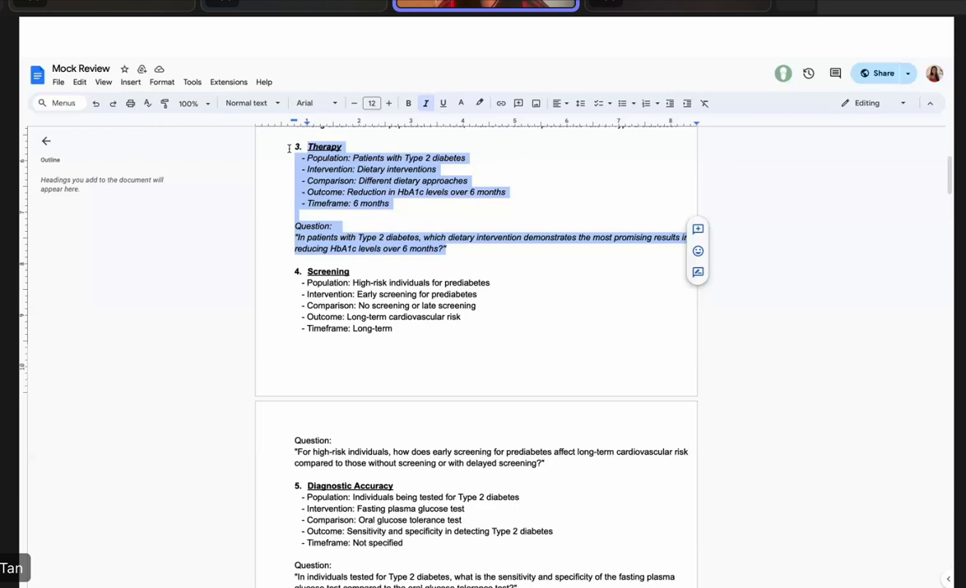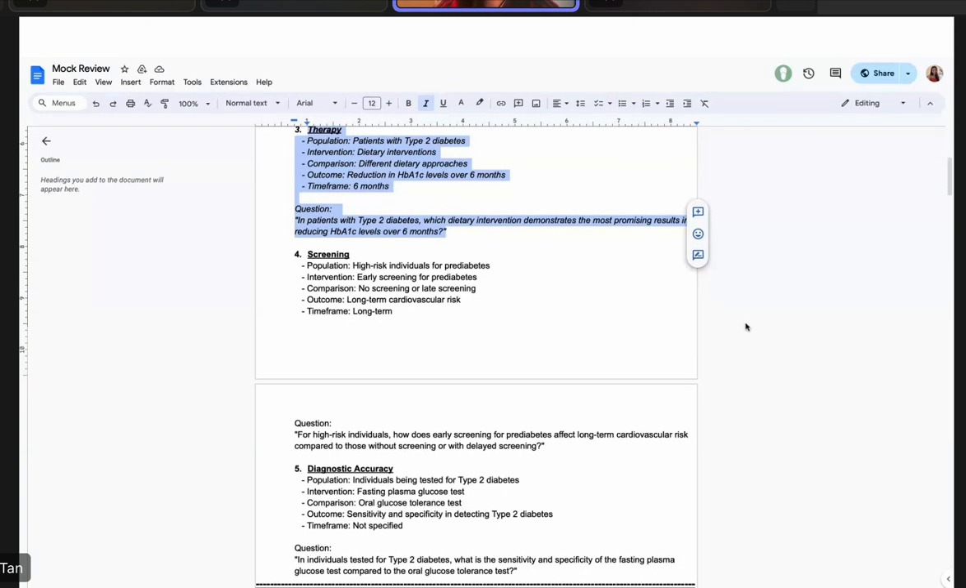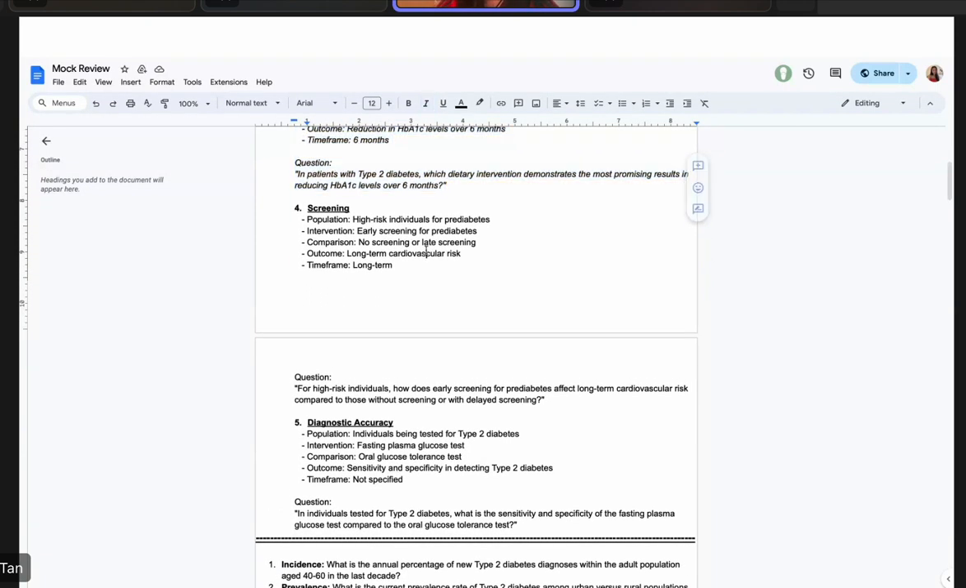So again, this is I would say the most relevant one. Most people do these kinds of systematic reviews. Okay, and then you have your screening. So population, high-risk individuals for pre-diabetes, for example, and then your intervention would be early screening for pre-diabetes, comparison with no screening or late screening, pretty straightforward, and outcome, long-term cardiovascular risk. So your question would be, for high-risk individuals, again over here, your population, how does early screening for pre-diabetes affect long-term cardiovascular risk compared to those without screening or with delayed screening?